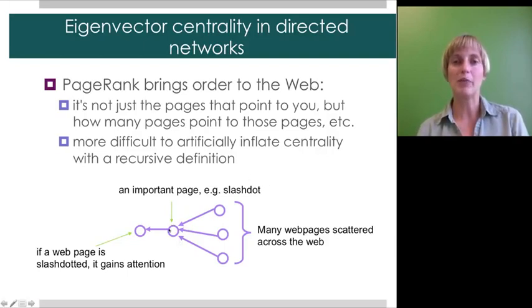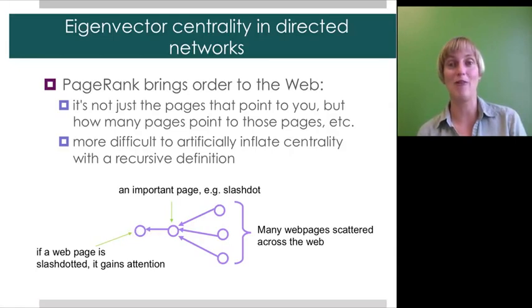And so, for example, here, at least at that time, /dot was really important. Lots and lots of other pages pointed to it. So it was enough for /dot to link to another page, and oftentimes that web server would just be brought down from all the traffic and attention that would ensue. And so we really want to capture this. It's not just random web pages that link to you, but whether those pages themselves are important.